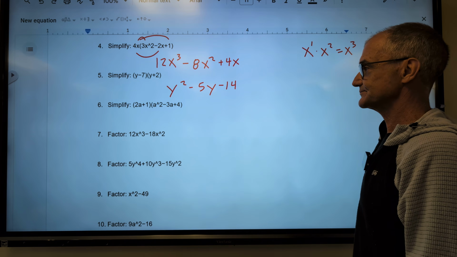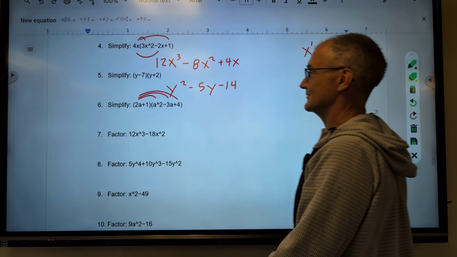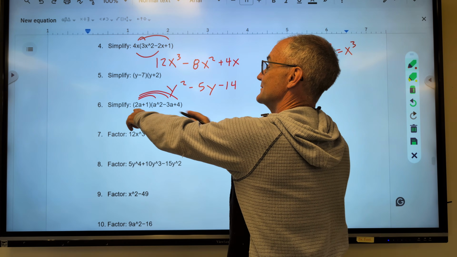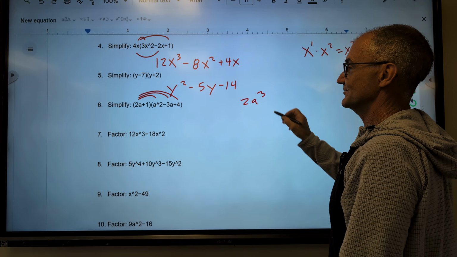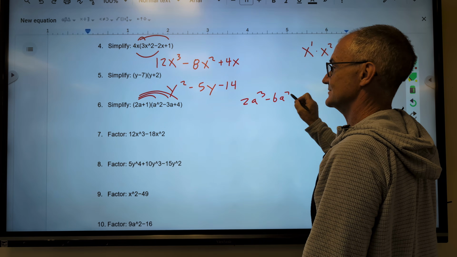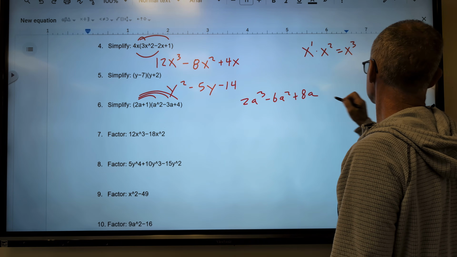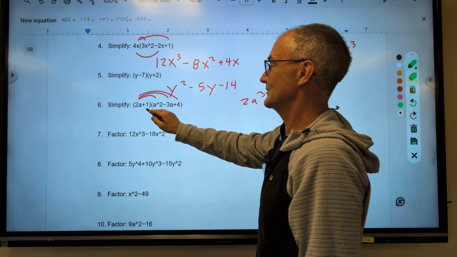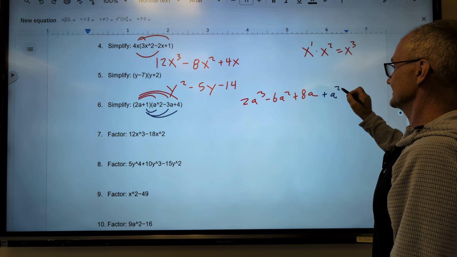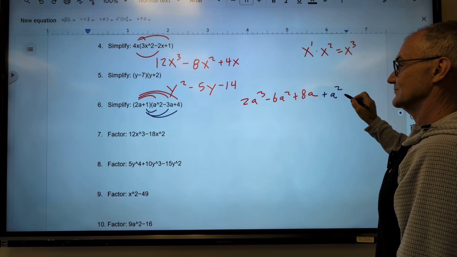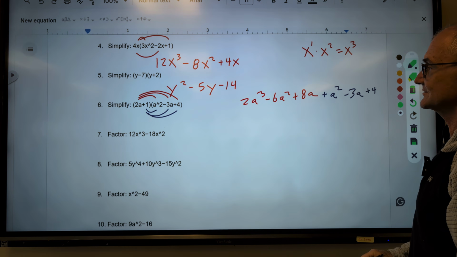Trinomial right here. I'm going to multiply this 2a through the whole thing. Then I'm going to multiply that 1 through the whole thing. 2a times a squared is 2a to the third. 2a times negative 3a is negative 6a squared. 2a times 4 is 8a. Then the second part of it, I'm multiplying that 1 through the quantity to get plus a squared minus 3a plus 4. Now I have to combine similar terms.